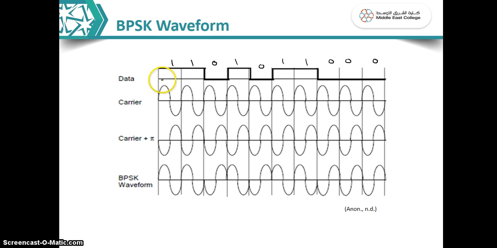This is the message signal. We will represent it as two polarity. So 1 is represented by +1, 0 is represented by -1.